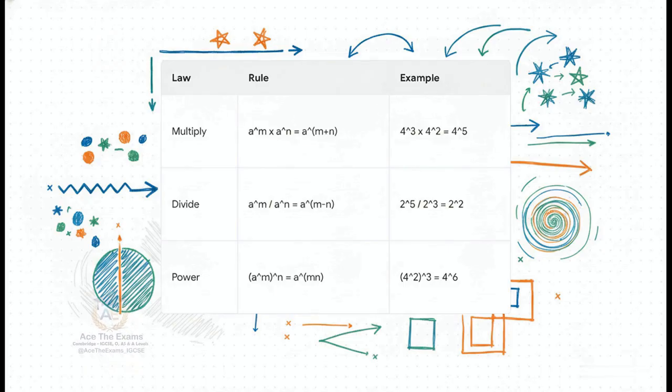Let's look at rule number 1. When multiplying terms with the exact same base, you just add the powers. 4 cubed times 4 squared gives you 4 to the power of 5. Simple, right? Rule number 2 is the exact opposite. When dividing, you subtract the powers. 2 to the power of 5 divided by 2 cubed leaves you with 2 squared. And rule number 3, when you have a power raised to another power, like 4 squared all inside brackets and then cubed, you multiply those indices together, giving you 4 to the power of 6. Alex would write out every single 4 and count them up manually. Don't do that. Decode the command word, apply the law, and move on.